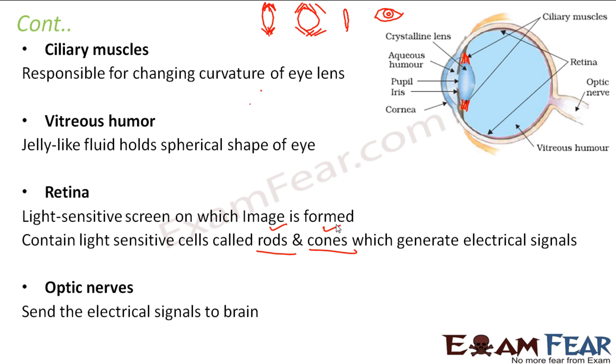Thereafter comes the retina, where the image is formed, and the retina also contains light-sensitive cells called rods and cones, which generate electrical signals, which in turn are carried by the optic nerves to the brain, and the brain thus helps us to interpret whatever we see. So this is how our eye functions.